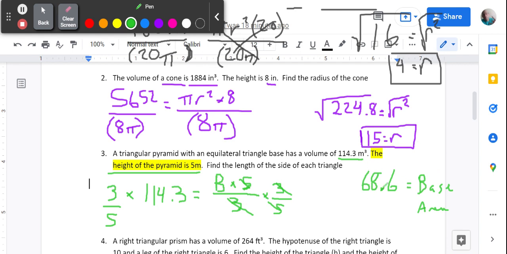Are we done? No, we got to find the side length of the triangle. What kind of triangle is it? It's an equilateral triangle. Do we have an area formula for equilateral triangles on the 9A notes? Let's go find the equilateral triangle formula on the 9A notes. This is probably the last one we get done today. It's kind of a funky formula because remember, equilateral triangles don't give us a height. They just give us a side length. So the formula is going to involve side length.